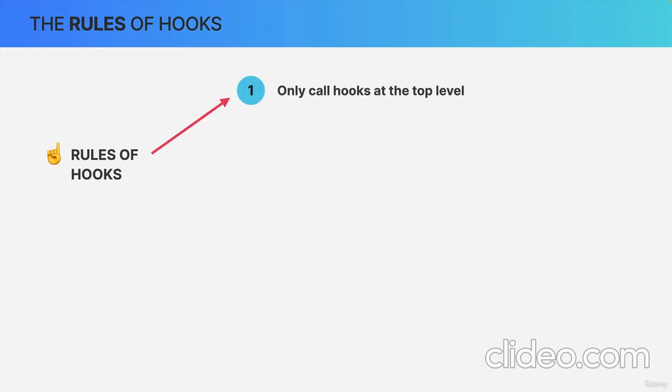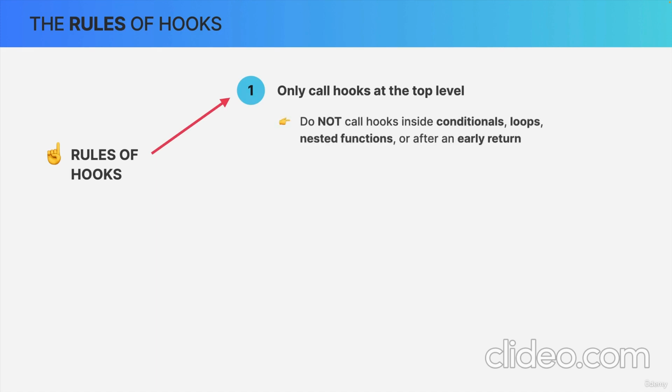Now, in order for hooks to actually work as intended, there are 2 very simple rules of hooks that we must follow. The first rule is that hooks can only be called at the top level. In practice, this means that we cannot call hooks inside conditionals like if statements, and also not inside loops or functions nested inside the component. We can also not call hooks after an early return, because that's also similar to a condition.